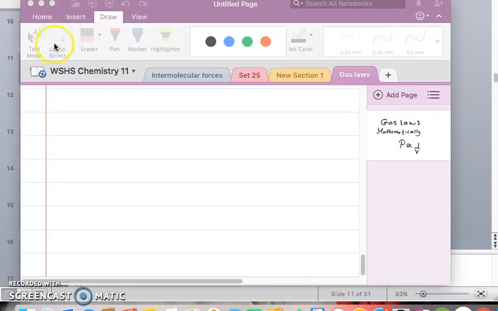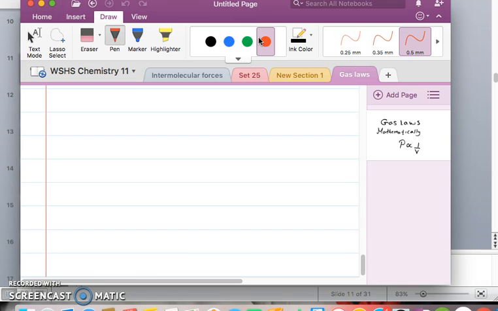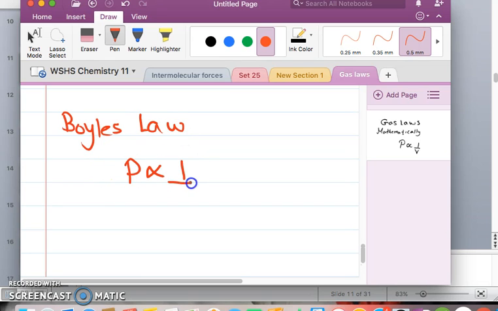So let's make a start. Yesterday we learned about gas laws and we discussed four different gas laws. The first one was Boyle's law, and Boyle's law stated that pressure is inversely proportional to volume given that temperature is constant.